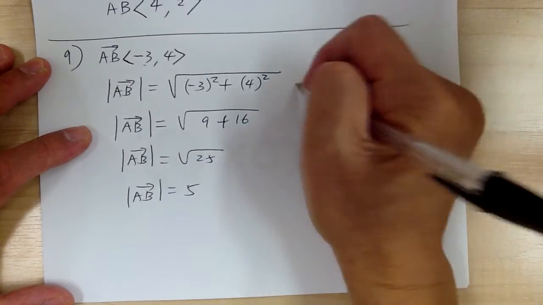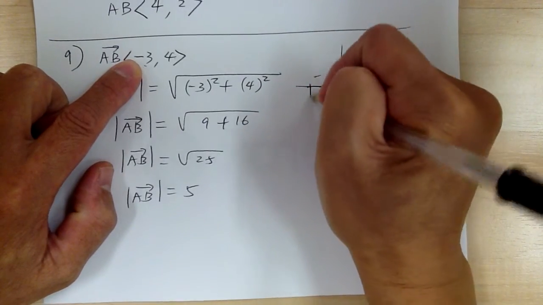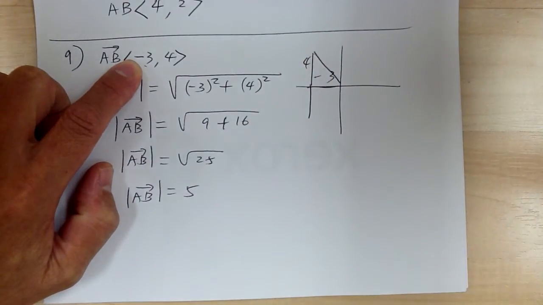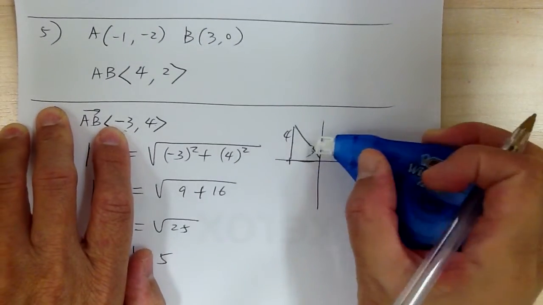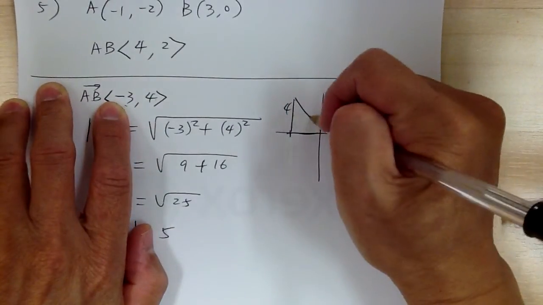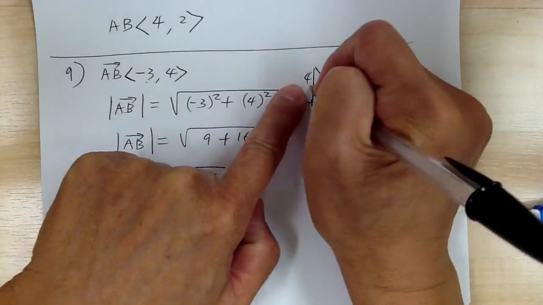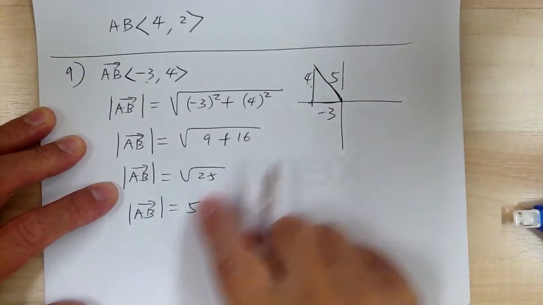Or the quick way to do this is, again, you just draw it. You go -3, +4. If you were to draw the vector, this is what it means. You go -3 in the x direction, 4 in the y direction. So the length is your hypotenuse. The length would be 5, and that's how you get the 5.